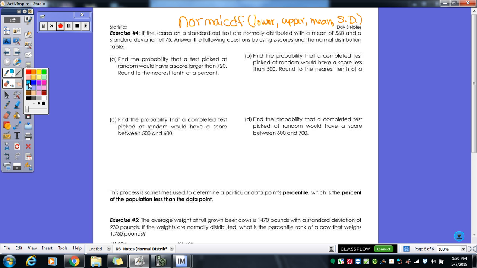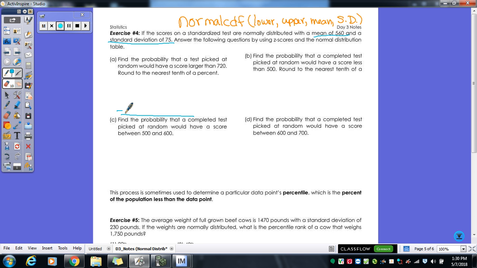So we're going to use normal CDF for this next problem. If the scores on a standardized test are normally distributed with a mean of 560 and a standard deviation of 75, answer the following questions. Mean of 560, standard deviation of 75. So part A, find the probability that a test picked at random would have a score larger than 720, round to the nearest tenth of a percent.